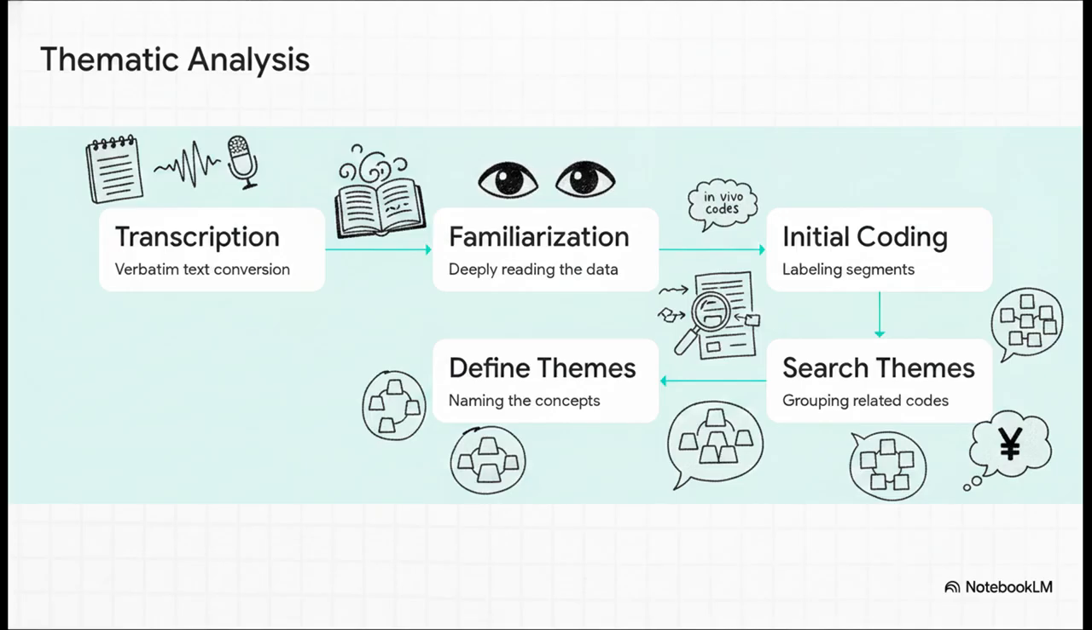Here's a step-by-step look at how you turn raw audio into meaningful themes. First, transcription, getting it all typed out verbatim. Then, familiarization, reading and rereading the data until you're just completely immersed in it. Step 3 is initial or open coding. This is where you label meaningful chunks of text with short descriptive tags. Sometimes we even use the participants' exact words for these tags, which we call in vivo codes. From there, you search for broader themes by grouping related codes together. And finally, you clearly define and name those themes. See? You're building from the ground up, letting the patterns emerge totally organically from the data itself.